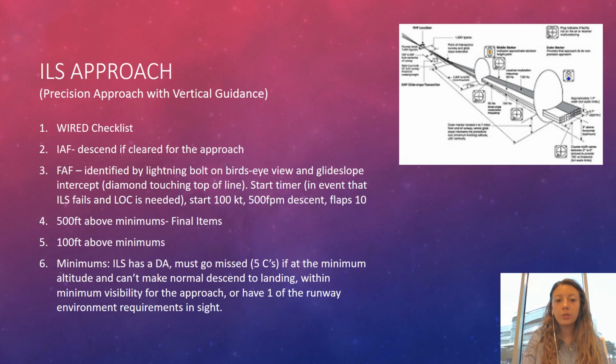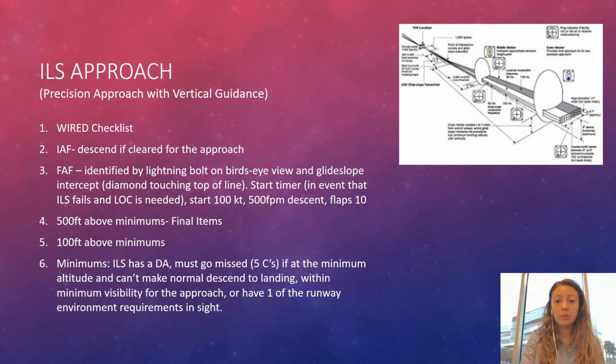It's a lot easier if you start the final descent if the diamond is above the line, not directly centered on the line yet. So immediately as you do that, you can start the timer and do your 100 knot, 500 feet per minute descent with your flaps at 10. And then your callouts needed are 500 feet above minimums for your final items. So you can do mixture, prop, fuel selector on both, lights on, and 100 feet above minimums.